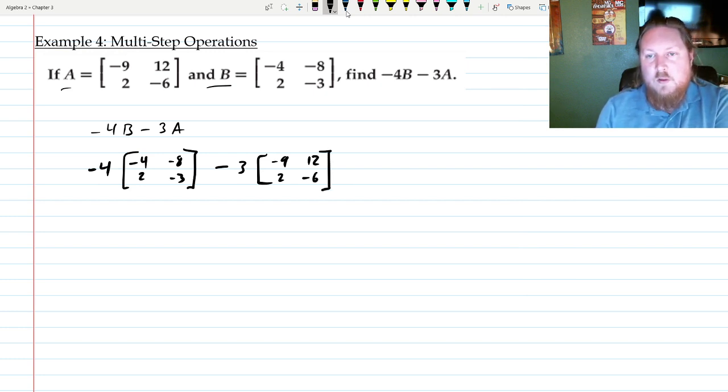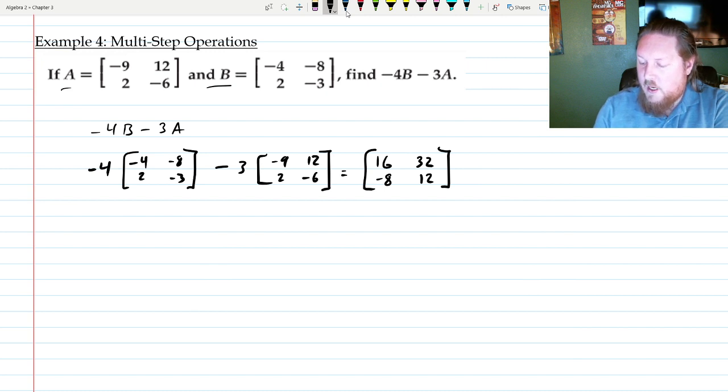So now what we're going to do is distribute those scalars through, do our scalar multiplication. Negative 4 times negative 4 is positive 16. Negative 4 times 2 is negative 8. Negative 4 times negative 8 is positive 32. And negative 4 times negative 3 is positive 12.